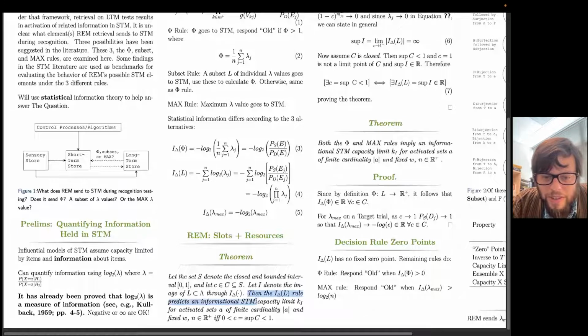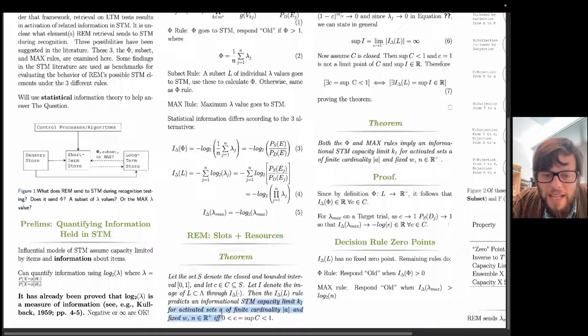The theorem is just saying that there's an informational capacity limit. There's a limit of bits or nats, or however you want to measure it, for activated sets A of lambda values. So look at the Malmberg paper if you're not sure what I mean by that. It's just a subset of lambda values, which could be the whole set.